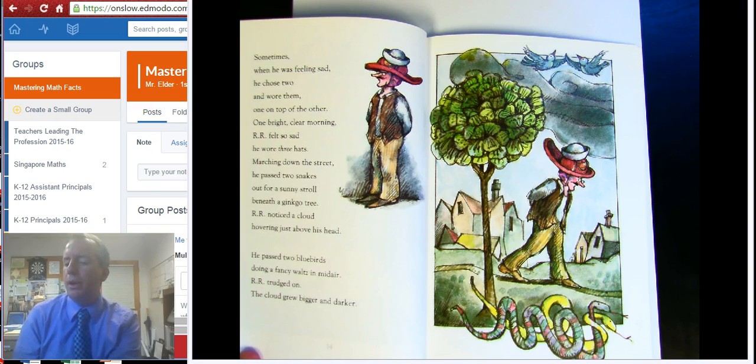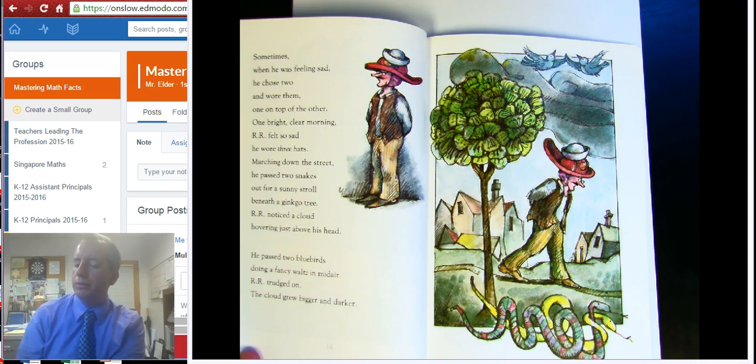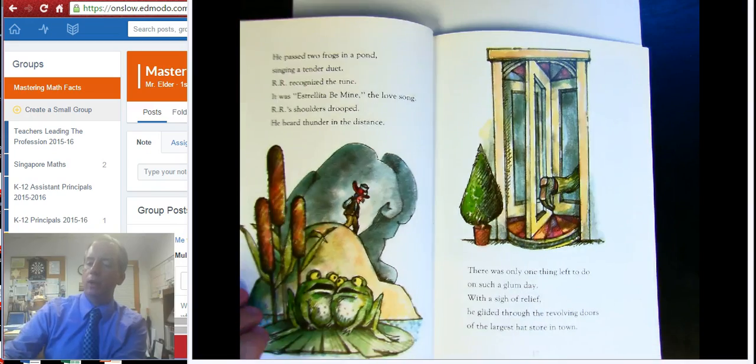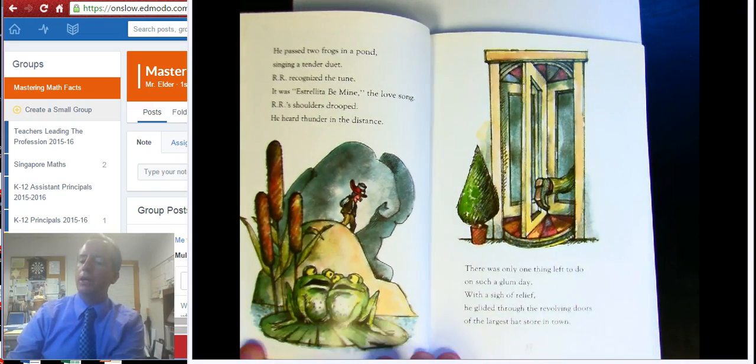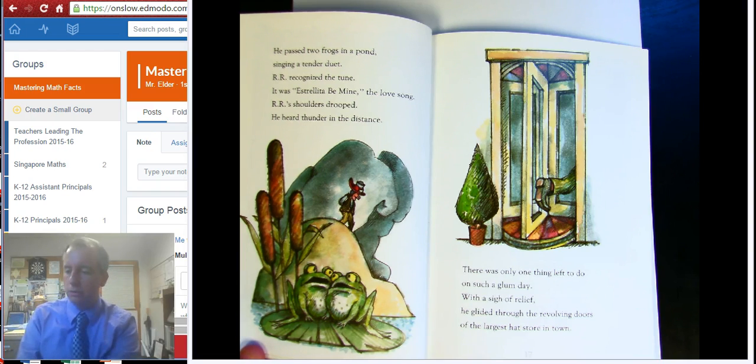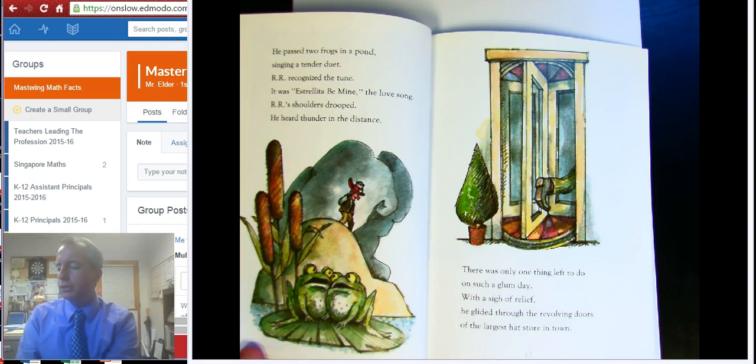Marching down the street, he passed 2 snakes that were out for a sunny stroll beneath a ginkgo tree. R.R. noticed a cloud hovering just above his head. He passed 2 bluebirds doing a fancy waltz in midair. R.R. trudged on, and the cloud grew bigger and darker. He passed 2 frogs in a pond singing a tender duet. R.R. recognized the tune. It was Estrelita Be Mine, the love song. R.R.'s shoulders drooped. He heard thunder in the distance.